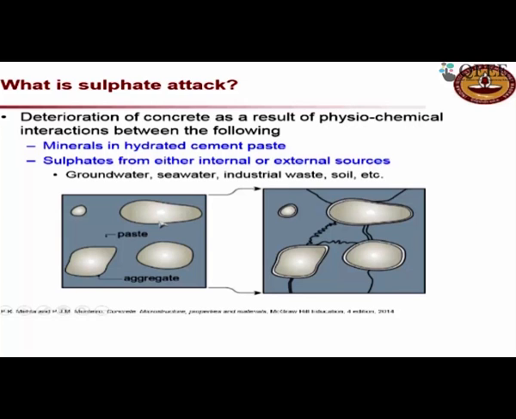So what happens in this is, here you can see this portion is the cement paste and this is the aggregate. So this is a system which shows no deterioration. But after some time, you can notice that there is a slight increase in volume on this side here, which is due to the expansive products formed around these aggregates, which also results in cracking of the cement paste. So we'll go into more detail on these mechanisms.